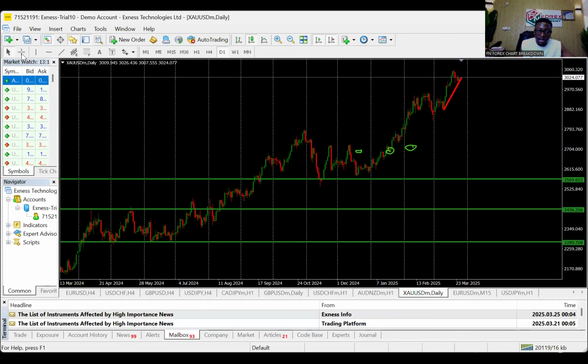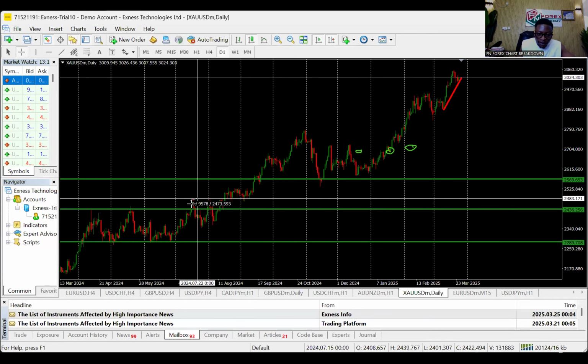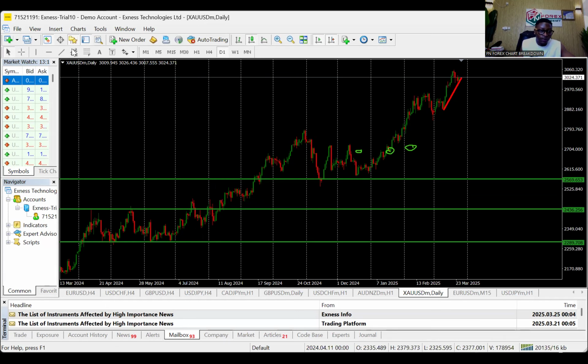You use the cross-hair again, making sure that you take your time to actually figure out these levels. This is a key level right here. The market respected this level, went down, came up, respected the level, went down, came up, respected this level, rejected down, broke to the upside, respected this level from the upside, 1, 2, right? And it pushed up. So that's a key level right there.